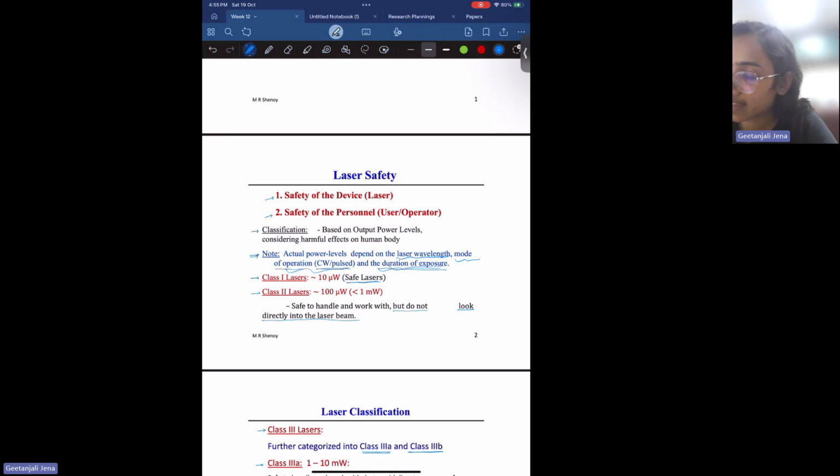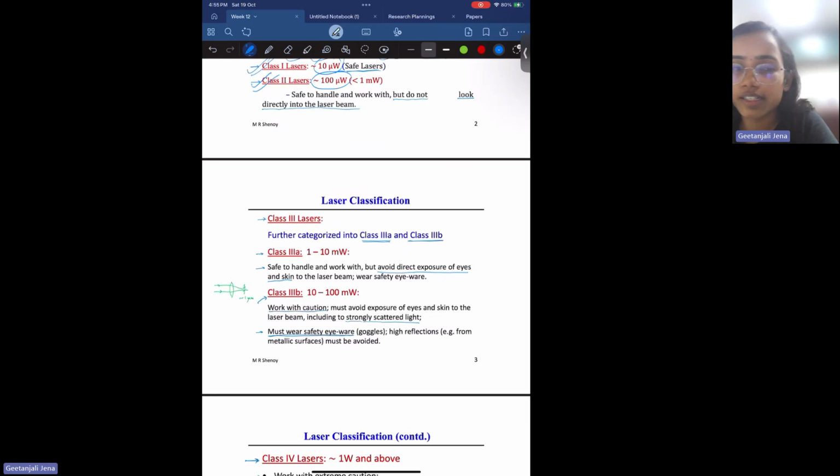So class 1 lasers are safe lasers. This is power in the order of 10 microwatt. Class 2 laser has power which is less than 1 milliwatt, and it has power in the order of 100 microwatt. So as the class increases, the power level of the laser increases. And according to that, the safety precautions will also increase.